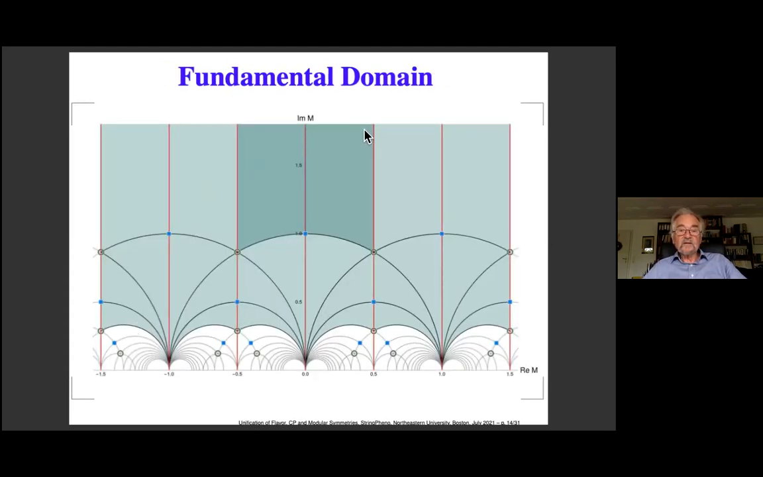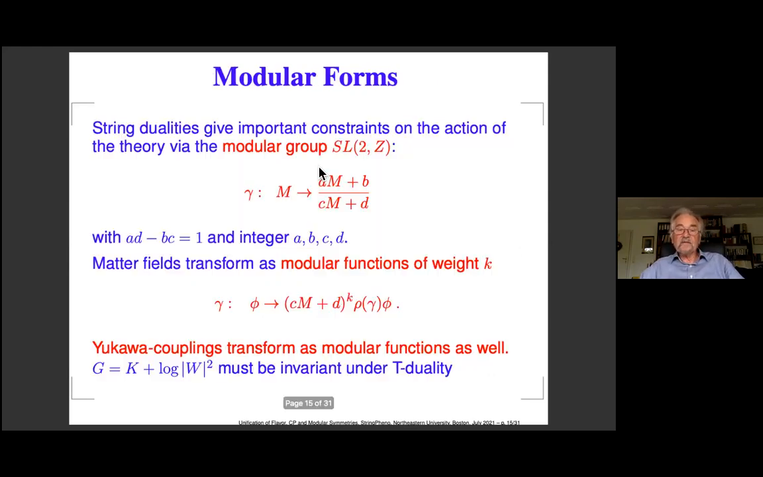So this is the fundamental domain. You look at the upper half plane of M, and the dark shaded region is the fundamental domain of SL2Z. So everything can be described here in that fundamental domain. So we come then to the modular forms. The string dualities give constraints because it's a symmetry in some cases.